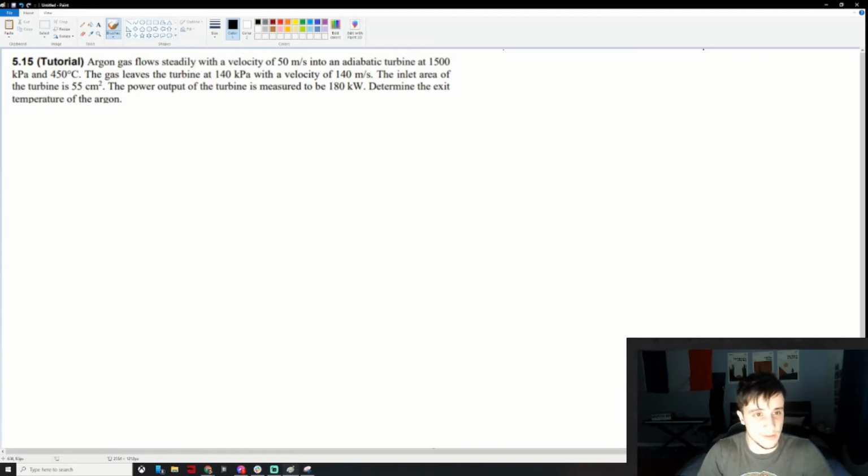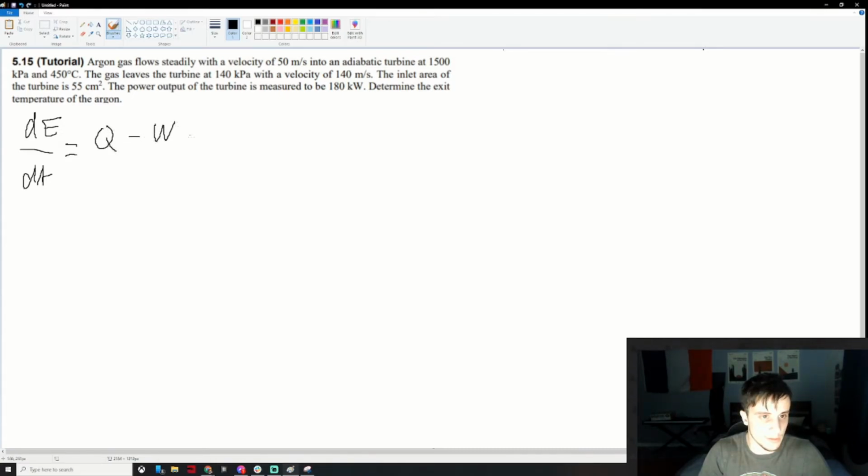Gas leaves the turbine at 140 kilopascal with a velocity of 140 meters per second. The inlet area of the turbine is 55 centimeters squared. Keep making that mistake. The power output of the turbine is measured to be 180 kilowatts. Determine the exit temperature of the argon. So yeah, that's definitely going to be, once again, your first law equation.